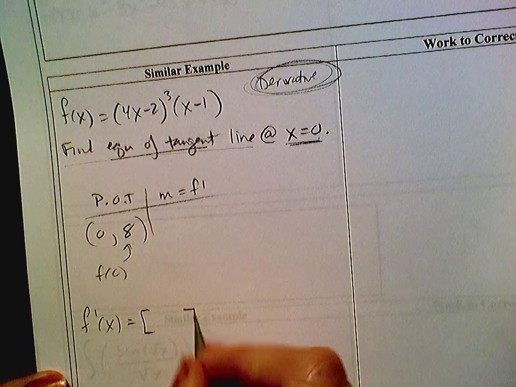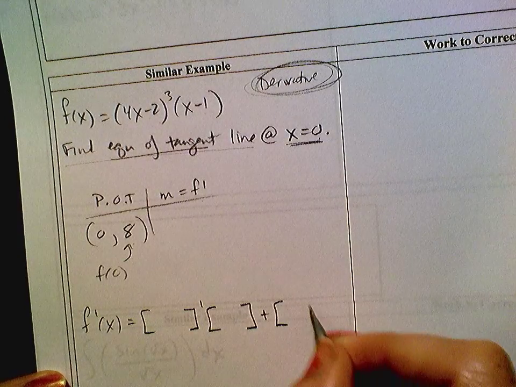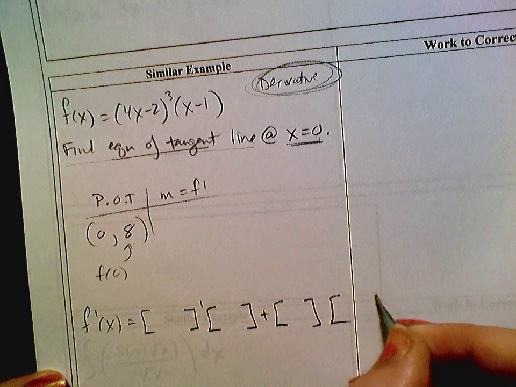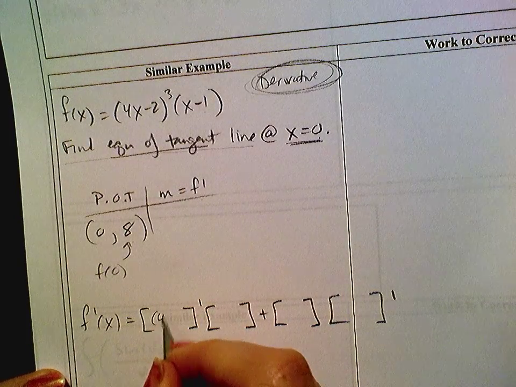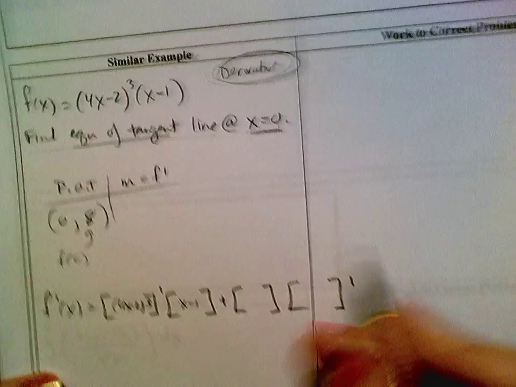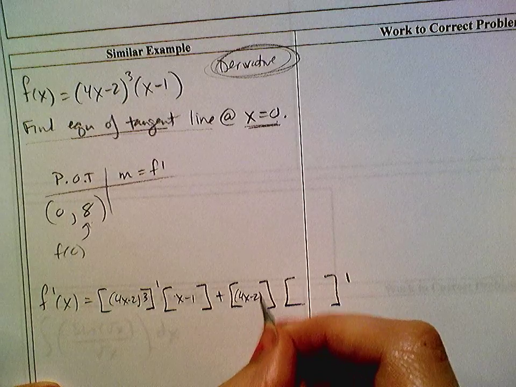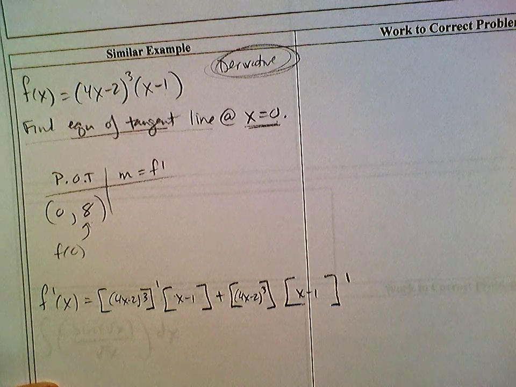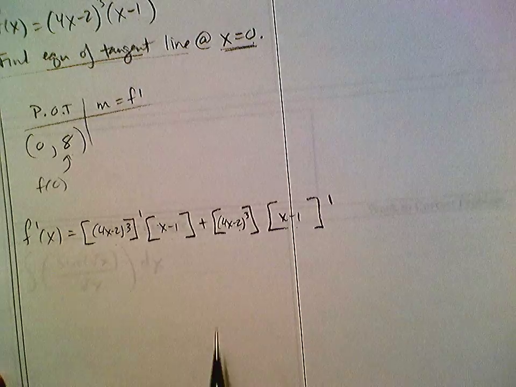So we're going to go bracket prime bracket plus bracket prime. And what goes in here is 4x minus 2 to the third, and then this is just x minus 1. And then this is 4x minus 2 to the third and x minus 1. So I'm taking the derivative here and the derivative here, and then these are just going to come down.